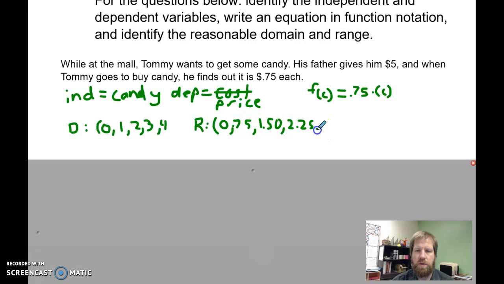4 will be $3. 5 will be $3.75, and 6 should be our last one. Will cost him $4.50. And even though he has $5, he can't buy another whole candy bar, so this is going to be our domain and our range. Okay?